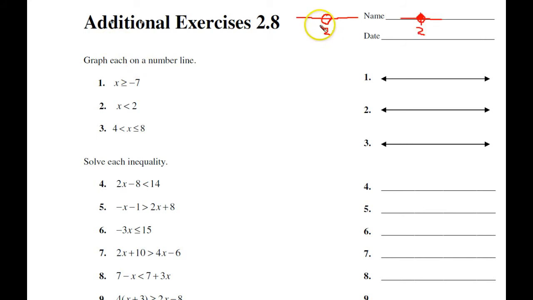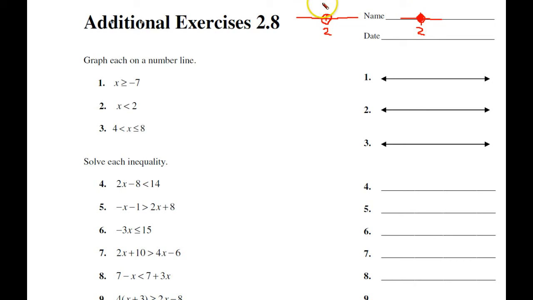Now in high school, when we used to graph numbers on the number line, we used to use a hollow dot over, let's say, a 2 if the 2 was not included in the set. And we would use a solid dot if the number 2 was included.